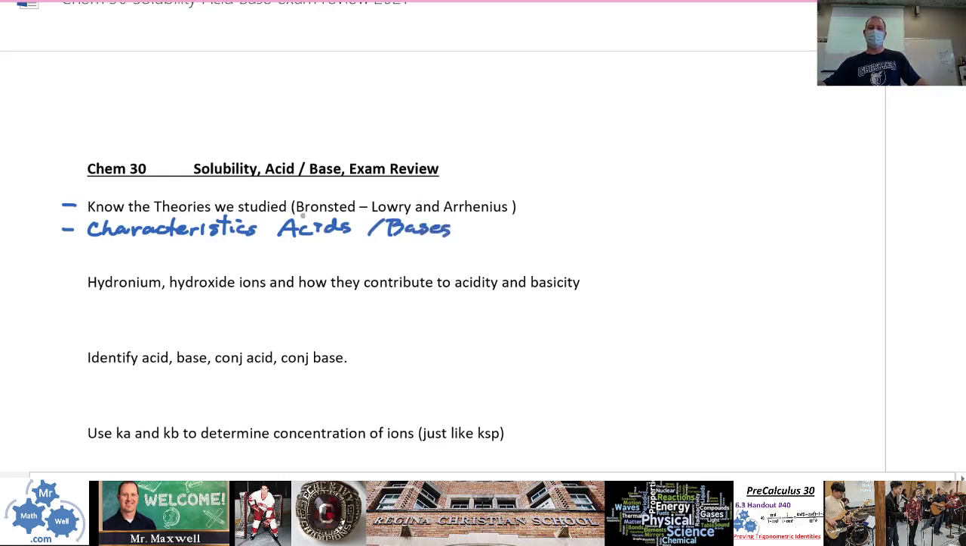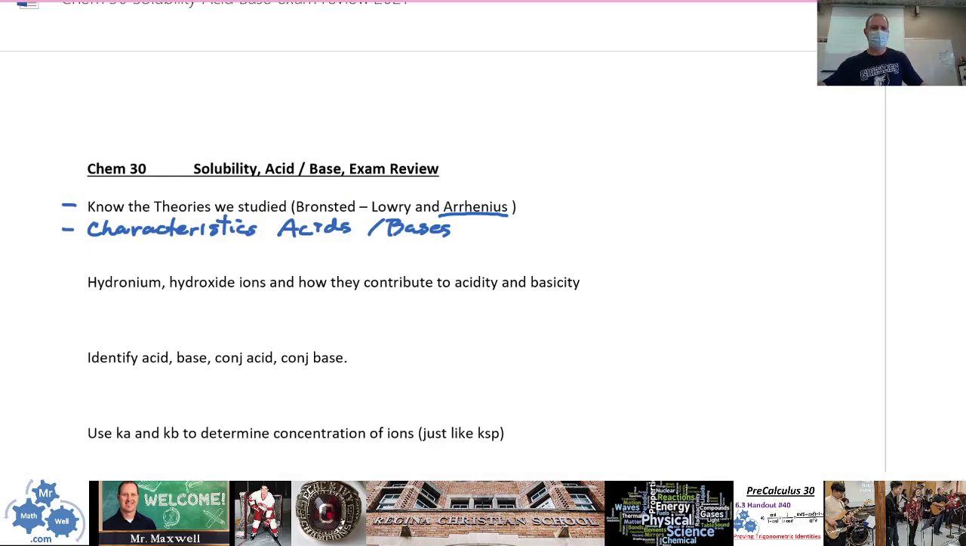The Arrhenius theory was sort of the first one, right? Acids release hydrogen ions, and bases release hydroxide ions into solution. Bronsted-Lowry came along and adjusted that a little bit and said, you know what, some bases don't have OH. So bases cause OH to be released in solution, but it doesn't necessarily come from the base. That's the big difference with the Bronsted-Lowry theory.